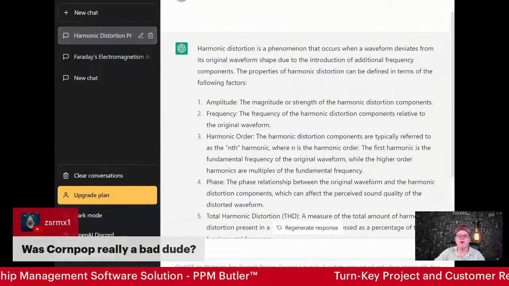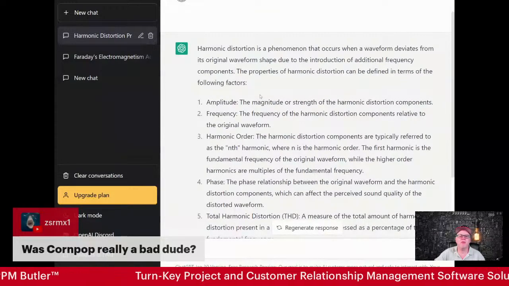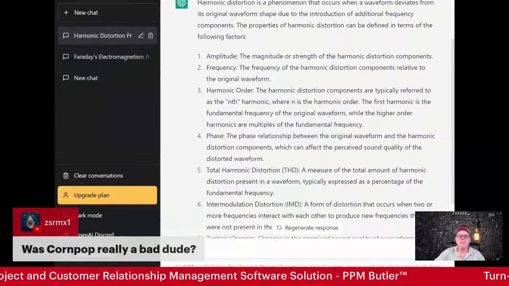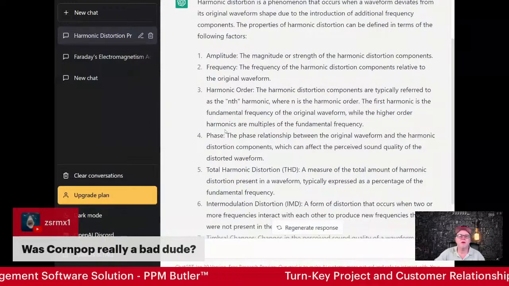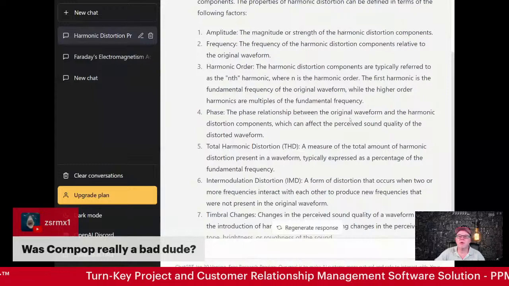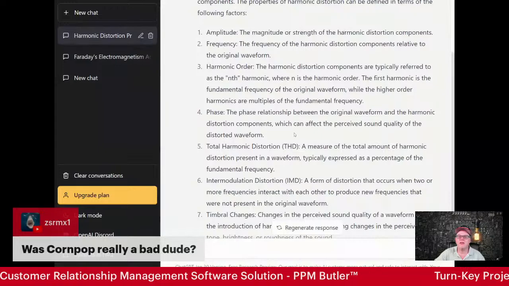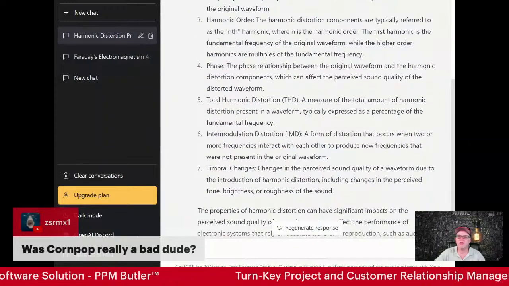Okay. So again, harmonic distortion can be defined in terms of the amplitude, frequency, harmonic order, and phasing, the phase relationship between the original waveform and the harmonic distortion currents, which can affect sound quality. Okay. Total harmonic distortion.